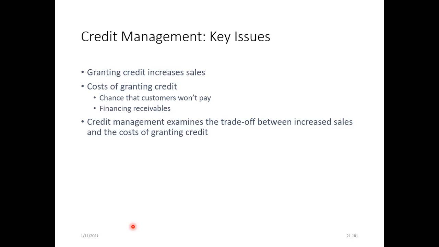And credit management examines the trade-off between increased sales and the cost of granting credit, right? Two sides, plus and minus. If you allow credit sales, we can expect more sales. But at the same time, you will face a cash deficit, and sometimes your customers will be unable to pay your credit.